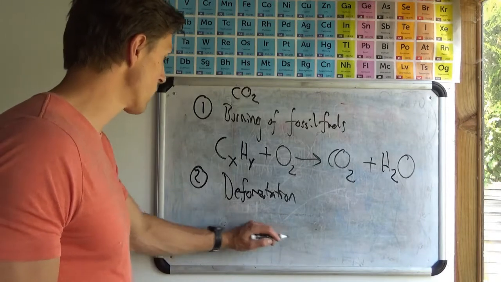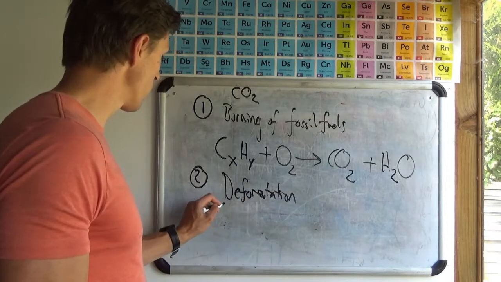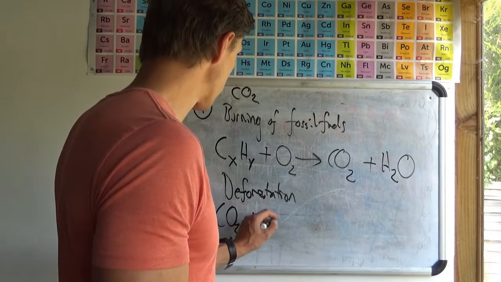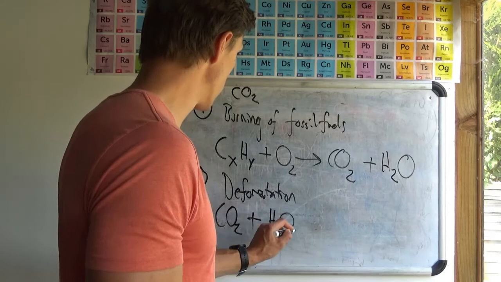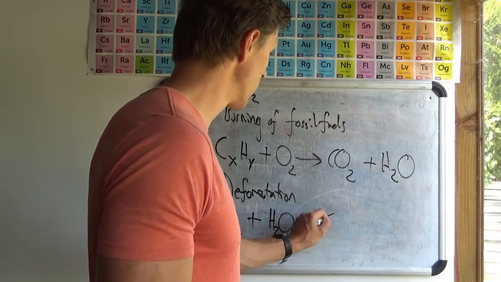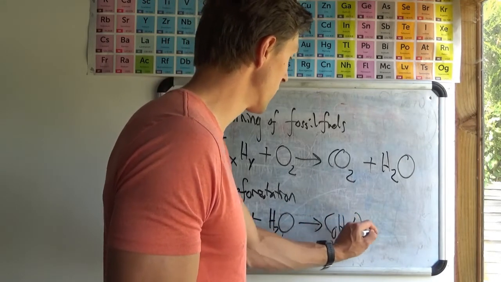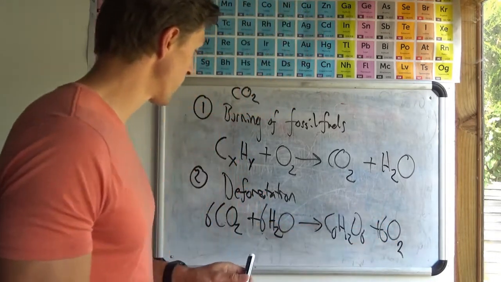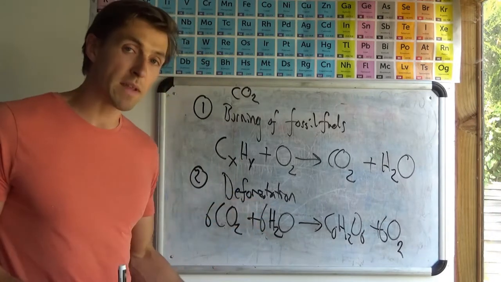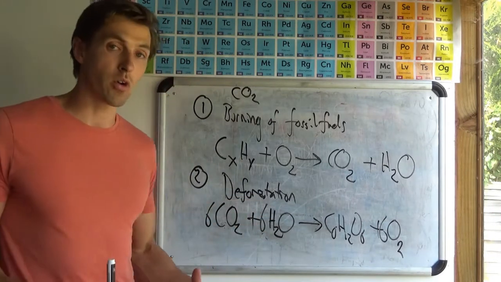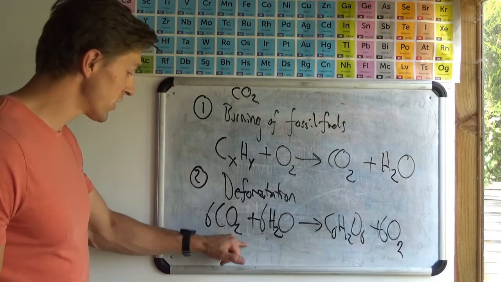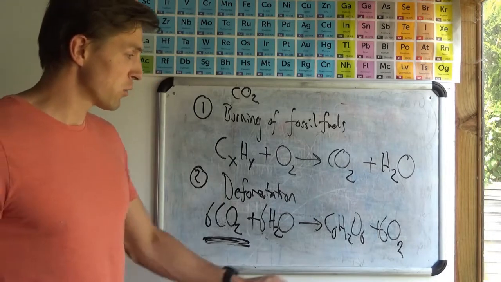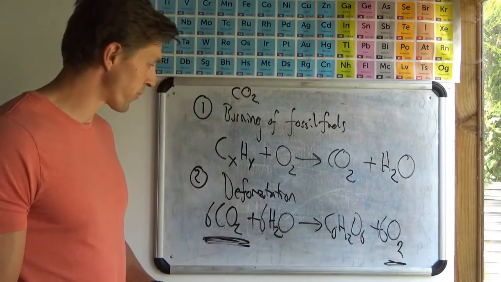So if you think about the equation for photosynthesis, we've got CO2 plus we've got H2O, and we're going to be making C6H12O6 plus oxygen, 6, 6, 6. So there's our photosynthesis. So if we chop down the trees, photosynthesis can no longer occur in those trees. That means CO2 is not being used up or stored, and also actually oxygen is not being produced.